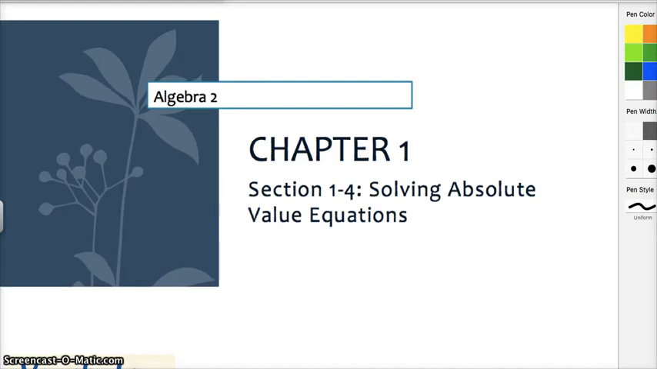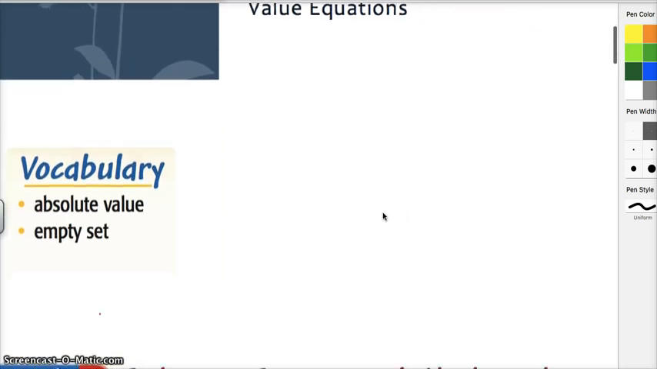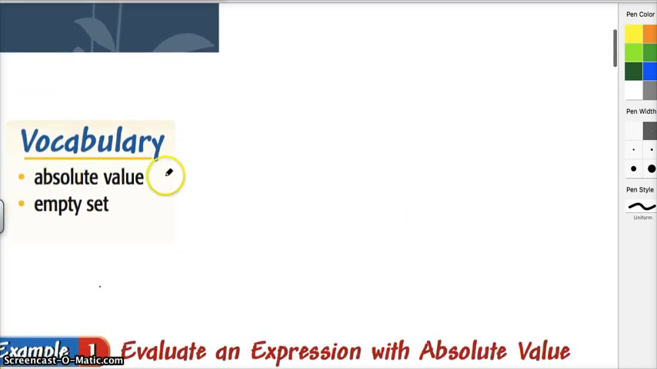Hey, Algebra 2, Chapter 1, Section 1-4, we're looking at solving absolute value equations. These are going to be equations with the absolute value in it. When we talk about absolute value, we're talking about the distance a number is from 0.